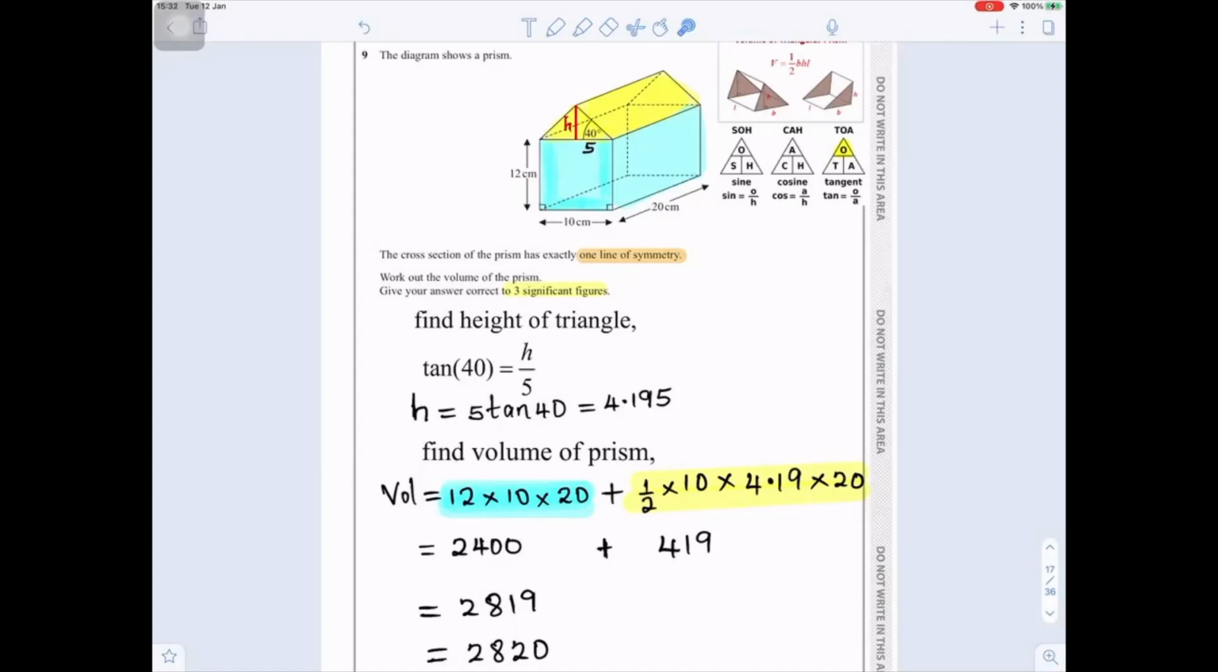So volume of the whole prism is volume of the top prism plus volume of the bottom prism. So that will give you 2,400 for the bottom prism, the cuboid, plus 419 for the triangular prism at the top. When you add the two together, it gives you 2,819, which to 3 significant figures, you can put a line after the 1 and change the 9 to 1 and add it to the 1, it becomes 2. So to 3 significant figures it is 2,820.